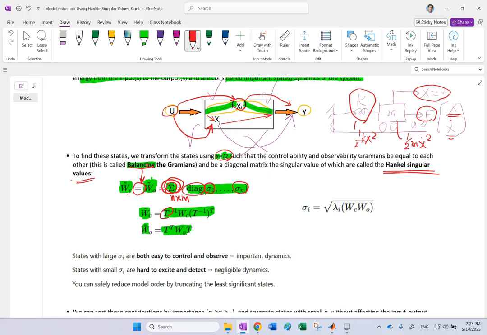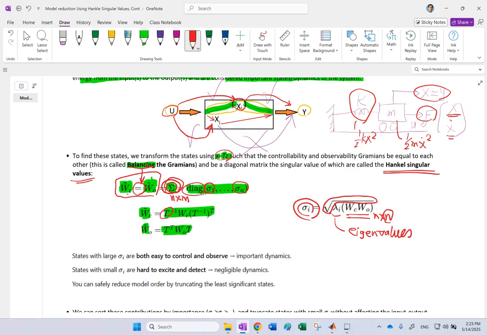The easiest way to do it is this. Because this is not easy to do, the easier way is this. I multiply the original WC and WO together. That will give me a square matrix. I find the eigenvalues of that square matrix, and then I take the square root of those eigenvalues, and those are going to be the Hankel singular values of my system. Okay?